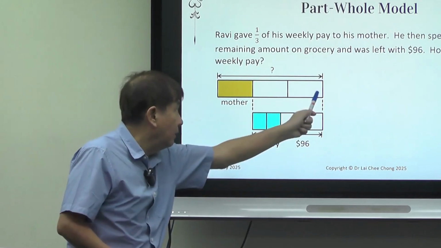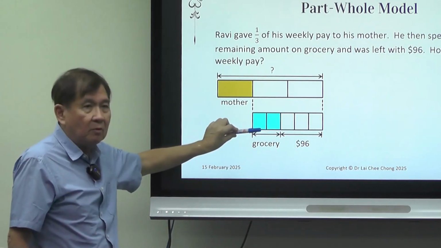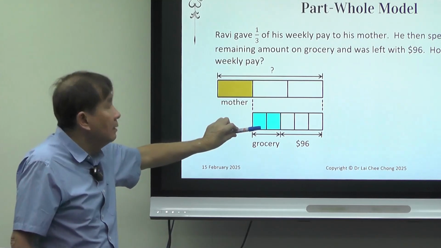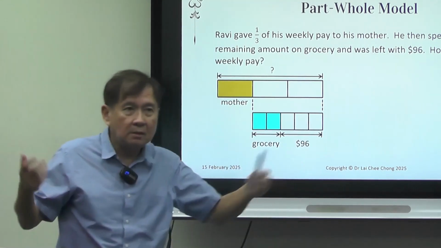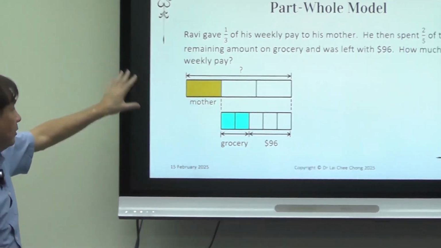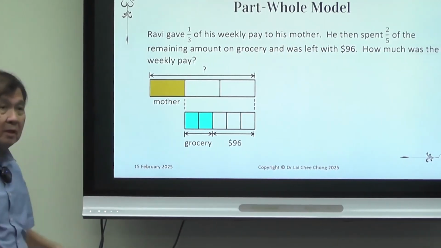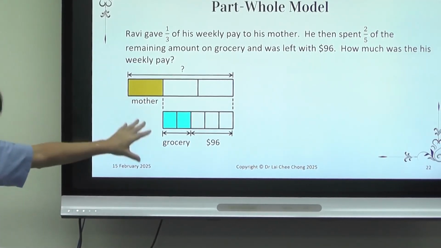So this is the remaining amount here, right? On what? Grocery. 2 units for grocery. And he was left with what? $96. Oh, this $96. Can you see that this picture literally comes from the whole question there? You literally transform the words into a picture, am I right?